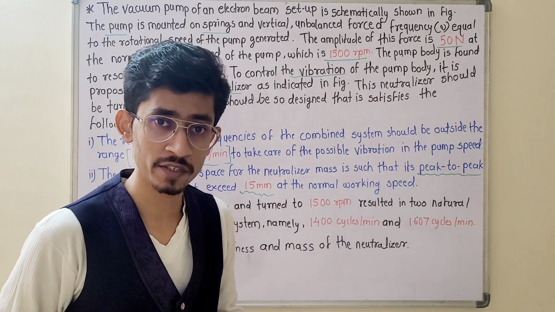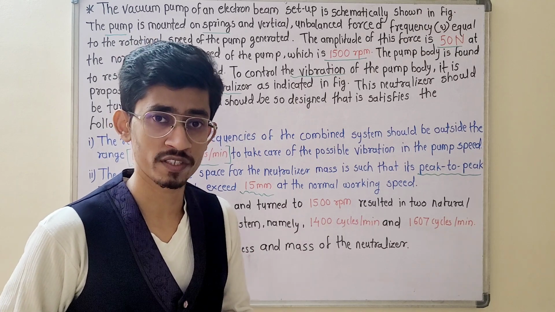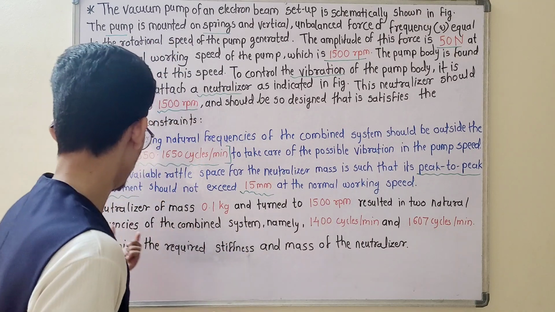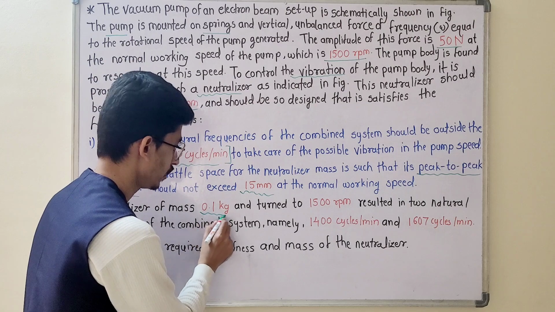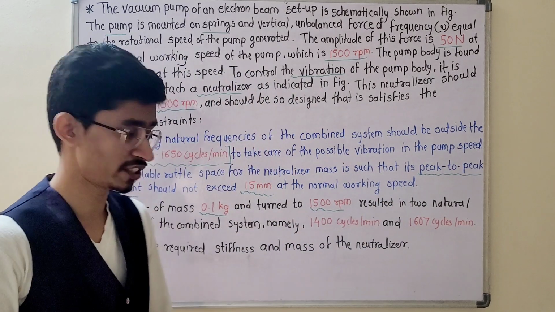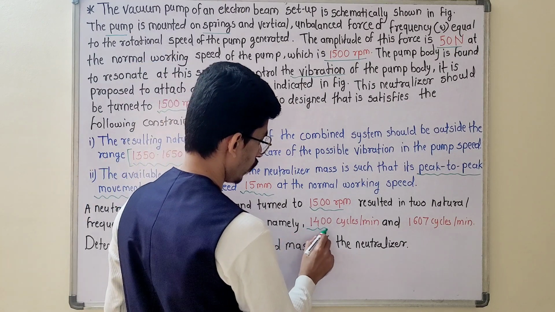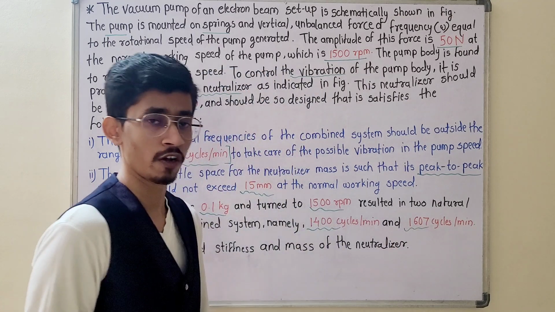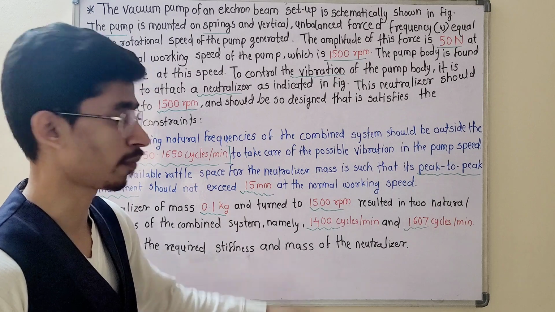Within that limit, you need to design or adopt a neutralizer having a mass in kg. How much is the mass in kg? Before that, a neutralizer of mass 0.1 kg tuned to 1500 rpm resulted in two natural frequencies of the combined system. The first one, omega 1, is 1400 cycles per minute and omega 2 is 1607 cycles per minute. Determine the required stiffness and mass of the neutralizer.